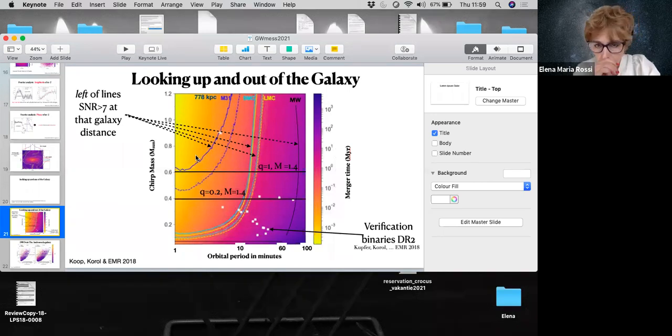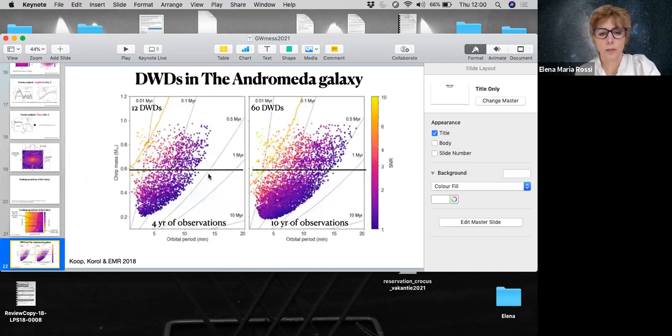So this plot shows that there is always a detectable parameter space out to Andromeda. And here for reference, I plotted the verification binaries, and this is the Milky Way. So the Milky Way can detect a double white dwarf with very different chirp mass and period out to 60 minutes or so. What about Andromeda? Okay, so this is the population of double white dwarfs that we predict for Andromeda.